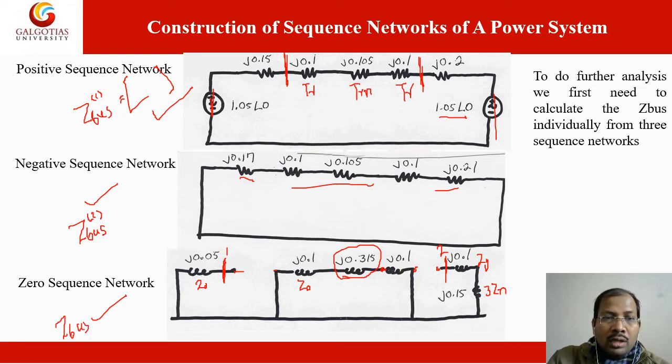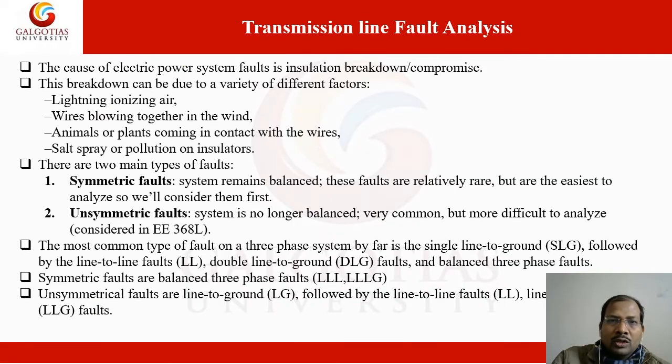So here the 3 sequence impedances we have to calculate to analyze the fault. In this way we first draw the sequence impedances, then we find out the positive, negative and zero. So here we are going to start the classification of the fault.